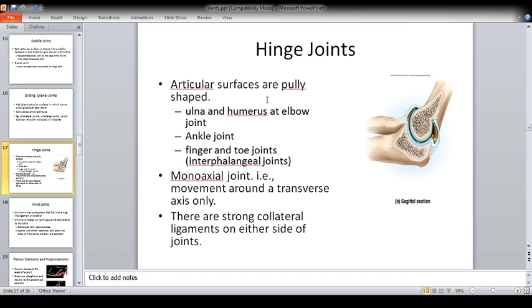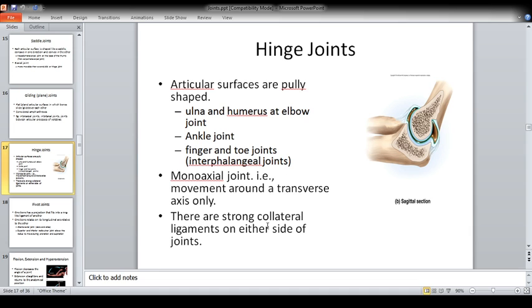So articular surfaces are pulley shaped. This is present at the elbow between the ulna and humerus. The ankle joint is another example, between the tibia, fibula and the tarsals, and the finger and toe joints, the interphalangeal joints, are also examples. They only allow monoaxial movement, that is one direction of movement, only on a transverse axis, a flexion and extension kind of movement.